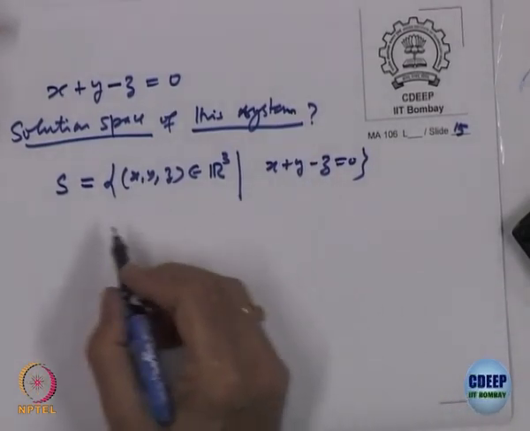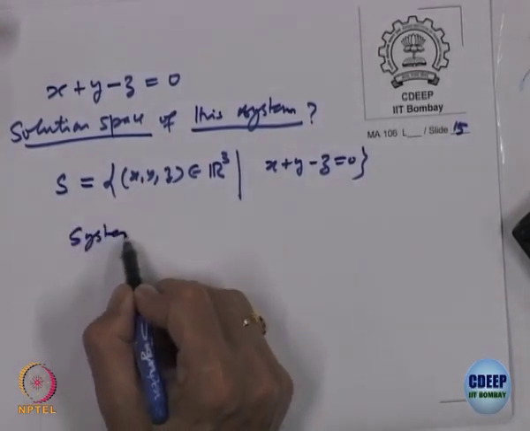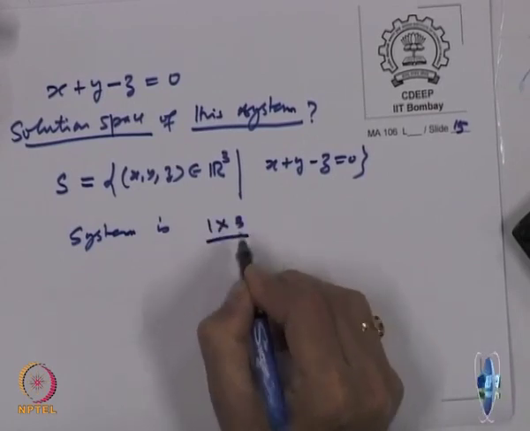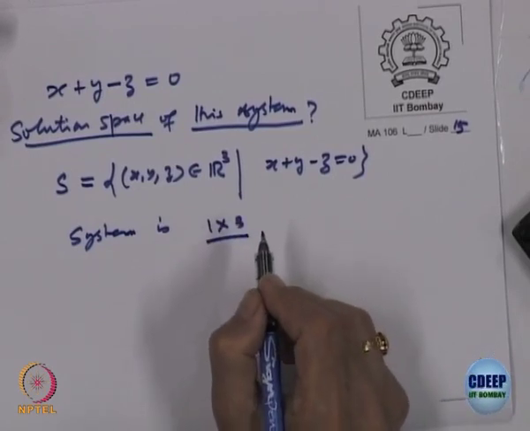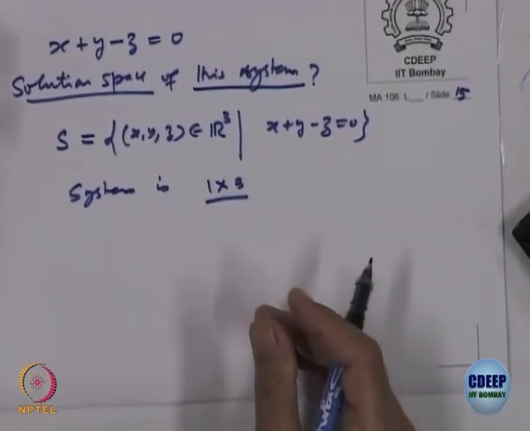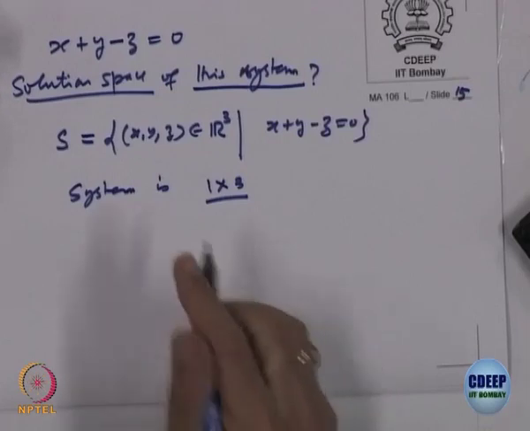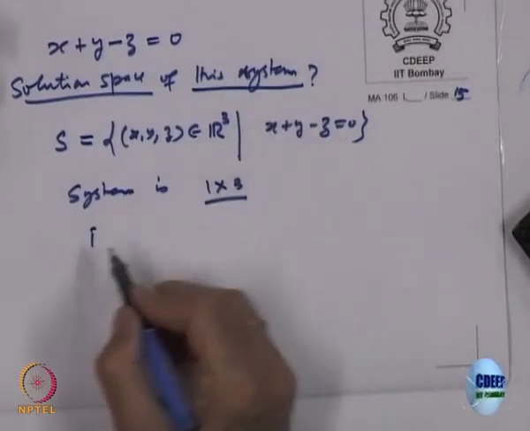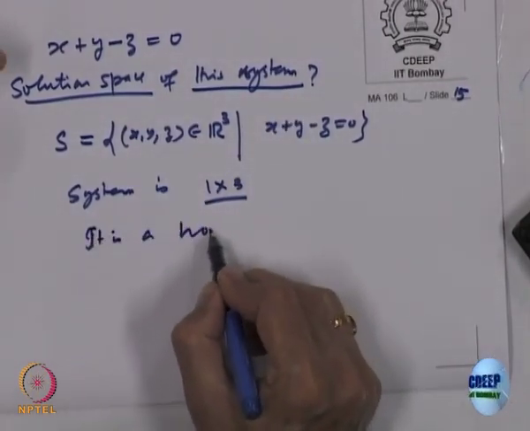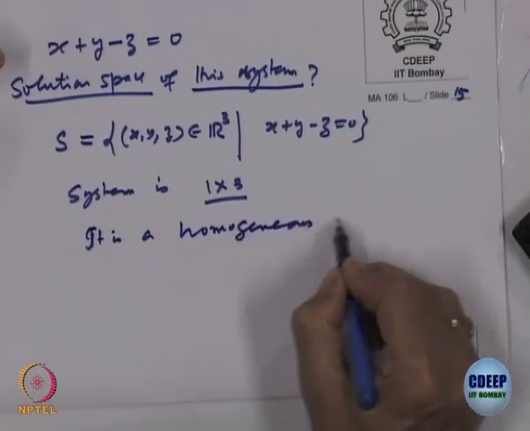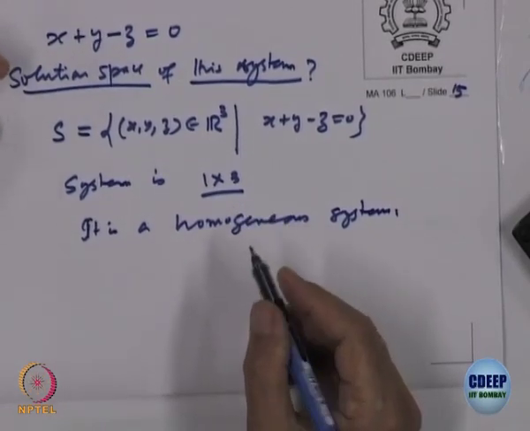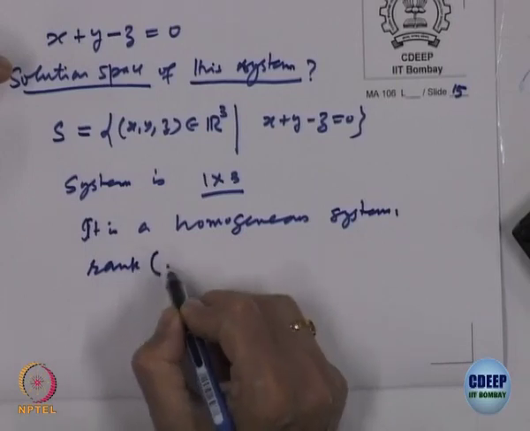So, what is the order of the system? Three variables, one equation. So, 1 cross 3, right. To find all solutions, it is a homogeneous system. So, what is the rank of this system?